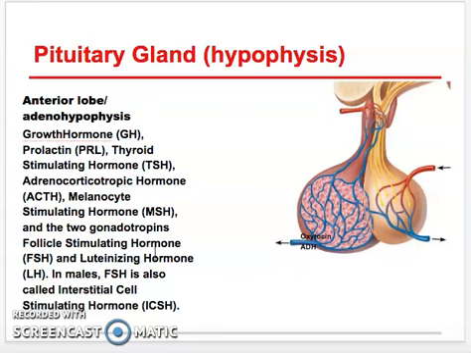The anterior lobe of the pituitary gland makes many hormones: growth hormone, prolactin, thyroid-stimulating hormone, adrenocorticotropic hormone, melanocyte-stimulating hormone, and follicle-stimulating hormone and luteinizing hormone. So many of these are acting on other endocrine glands, and some, such as growth hormone, are acting on the majority of the cells in the body.